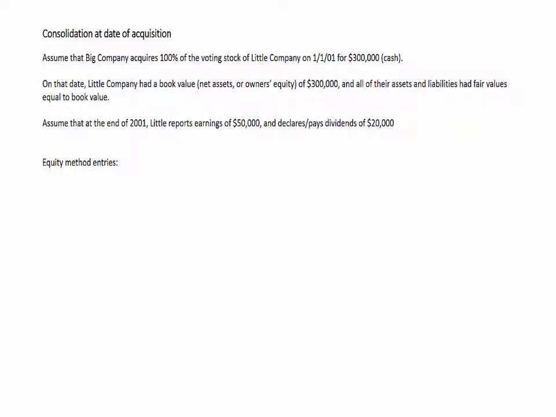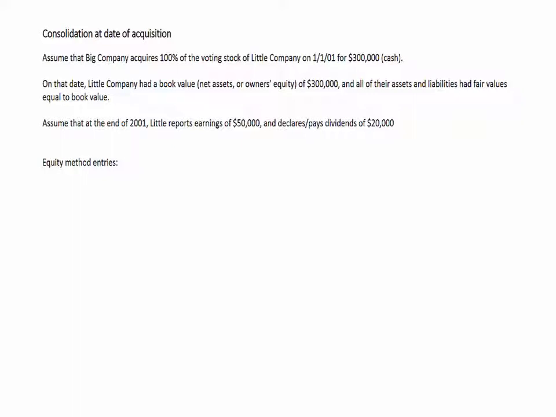Let's assume that Big Company acquires 100% of the voting stock of Little Company on January 1st, 01 for $300,000 cash. On that date, Little Company had a book value, again that's net assets or owner's equity, of $300,000, and all of their assets and liabilities had fair values equal to book value. Now let's assume that at the end of the year, Little reports earnings of $50,000 and declares and pays dividends of $20,000.